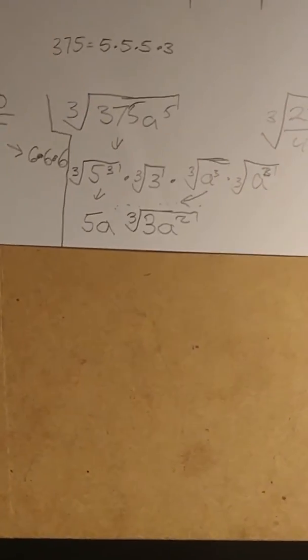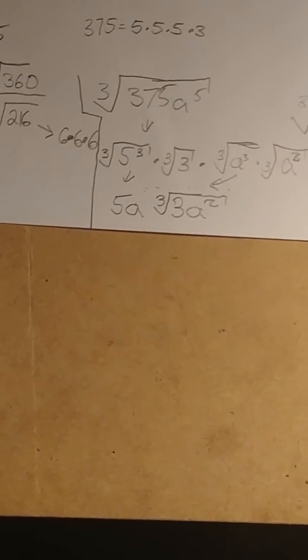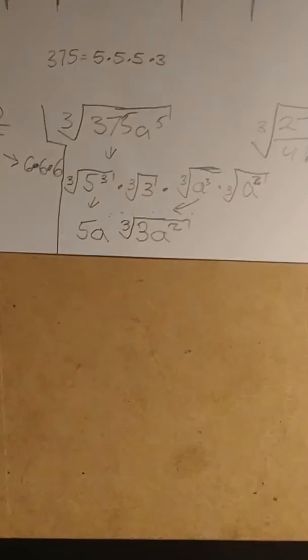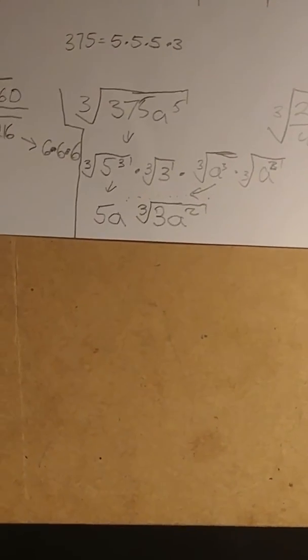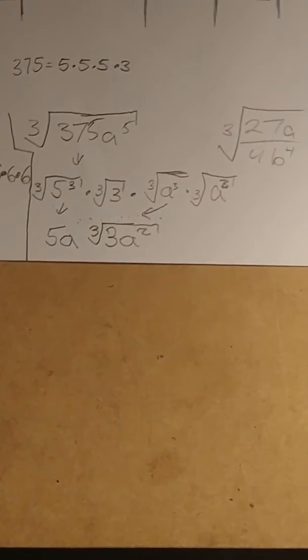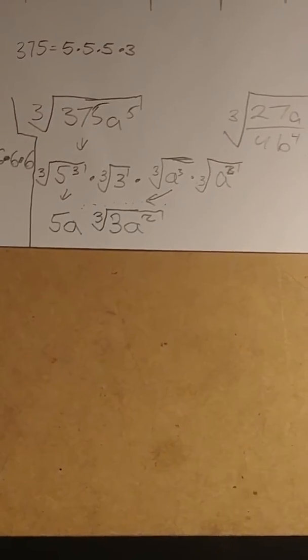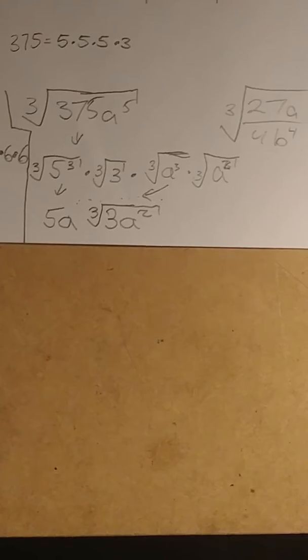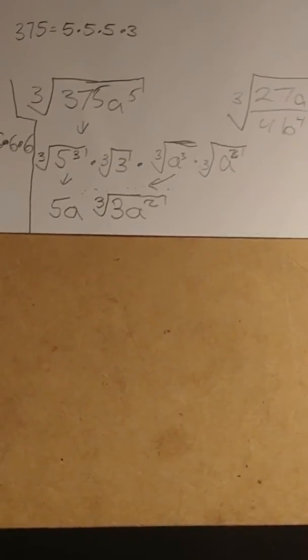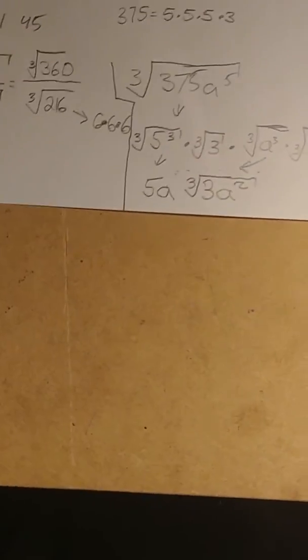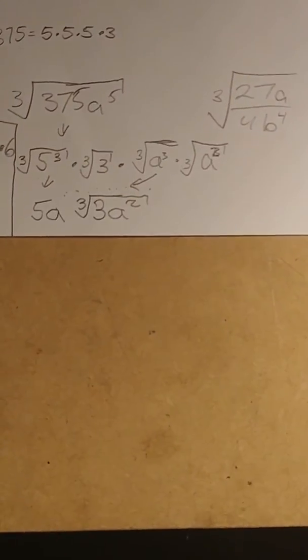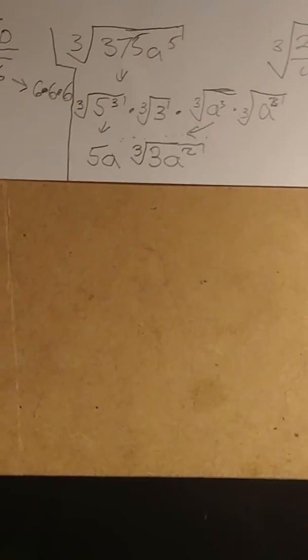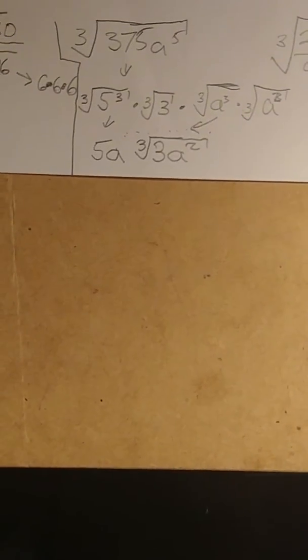So the 375 has three 5s, a 5 to the 3rd. That's going to turn into a regular number. It has a leftover 3, which stays inside the radical. It has a cube root of a to the 5th. So how many a's can we bring out in groups of 3? We can bring out one group, so that's a to the 3rd. That becomes an a outside. And then there are 2 a's that are left behind, so they stay as a squared inside the cube root.